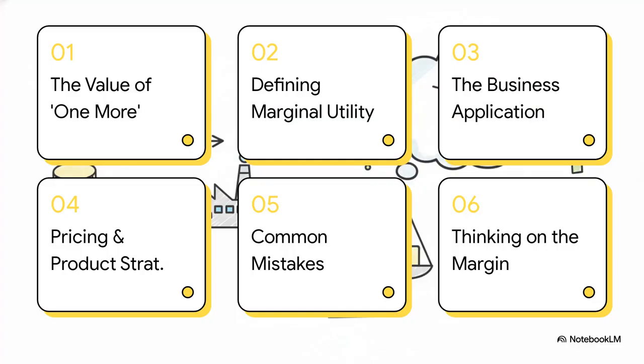So here's our roadmap for today's lecture. First, we'll get a really intuitive feel for this idea of one more. Then, we'll put a formal definition on it, marginal utility. From there, we'll bridge theory to practice and see how businesses actually apply this. We'll look specifically at pricing and product strategies. Then we'll cover some common mistakes, so you can avoid them. And finally, we'll zoom out and see how this is really a powerful mindset for all kinds of decisions.